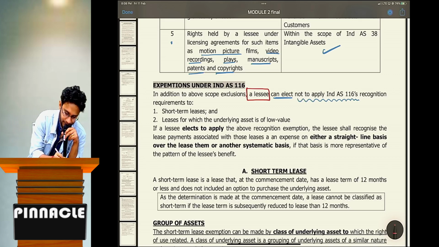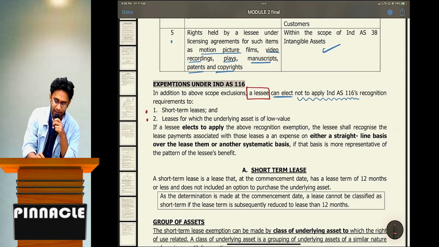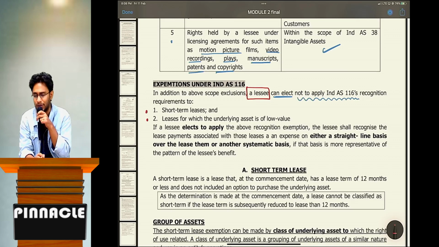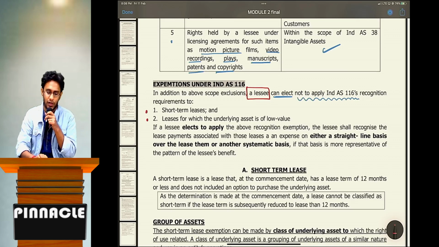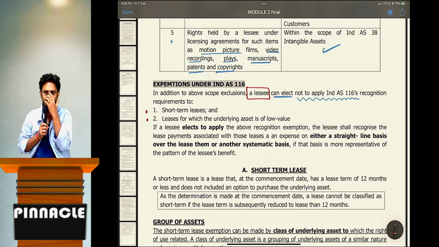Exemptions are, one is short-term lease, the other one is leases for which underlying asset is of low value. Short-term lease basic meaning, we'll again see deeply, roughly I'm telling. Short-term lease means the lease period does not exceed 12 months. That means today you enter into a lease contract, it itself gets over within next 12 months, and there is no probability of extension of that contract. And there is no option of buying the asset also.